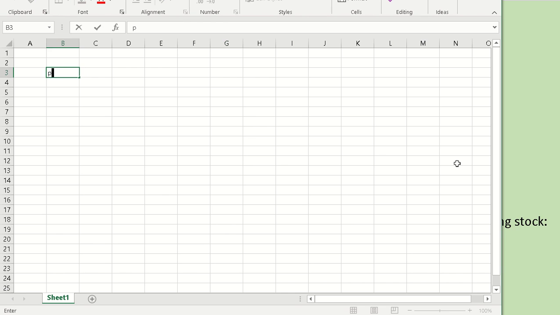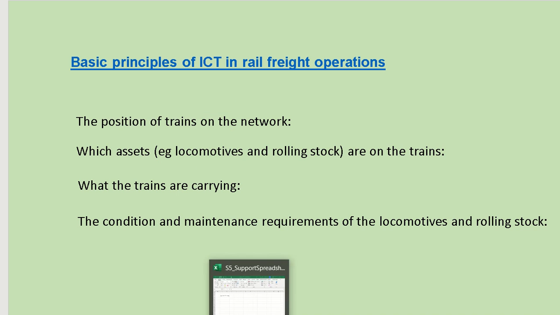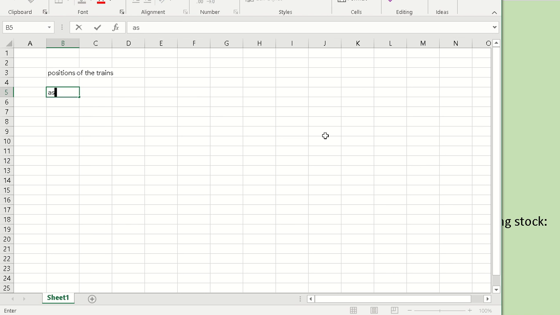Positions of the trains. And the next one would be which assets are on the trains. Which assets are on the trains? Like, for example, the locomotives. What type of locomotives, what type of rolling stock are connected to the trains?